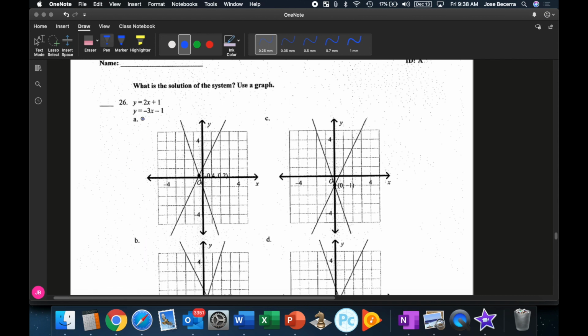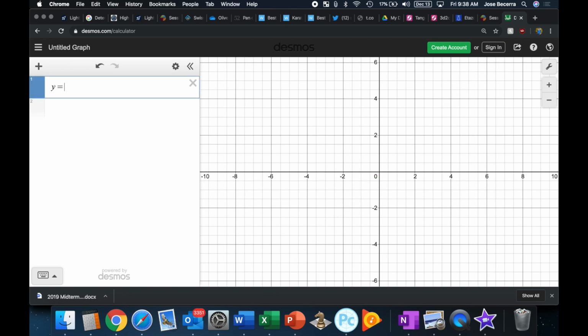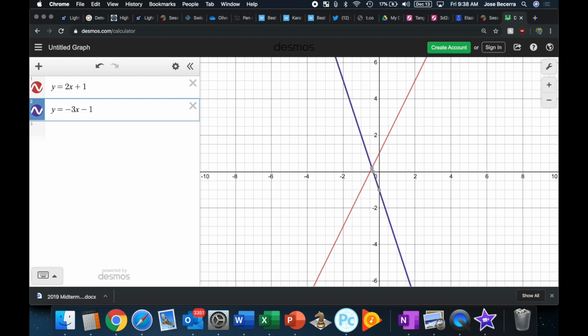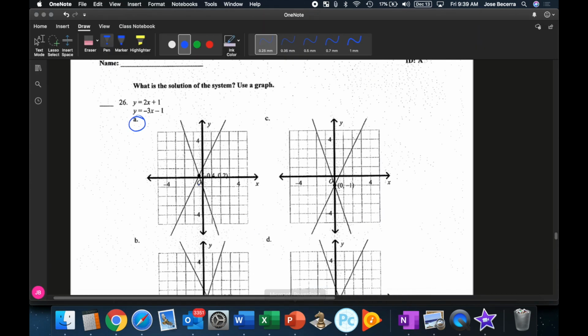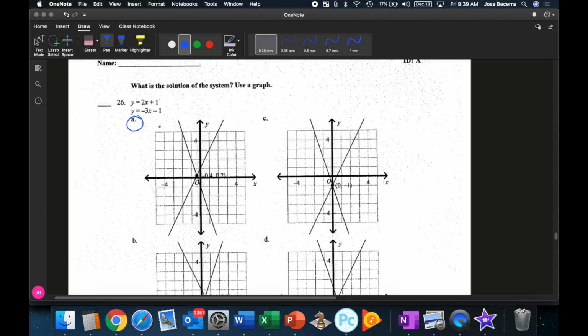The easiest way to do this one, ladies and gentlemen, is going to be to graph it. Y is equal to 2x plus 1, and y is equal to negative 3x minus 1. And we can actually see here where they intersect. Do y'all see that? Yes. So if we go back over here, sorry, that's about to open PowerPoint. We have A as our solution.